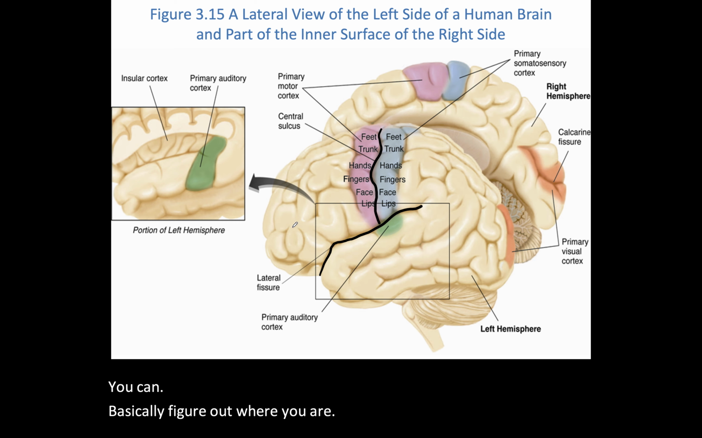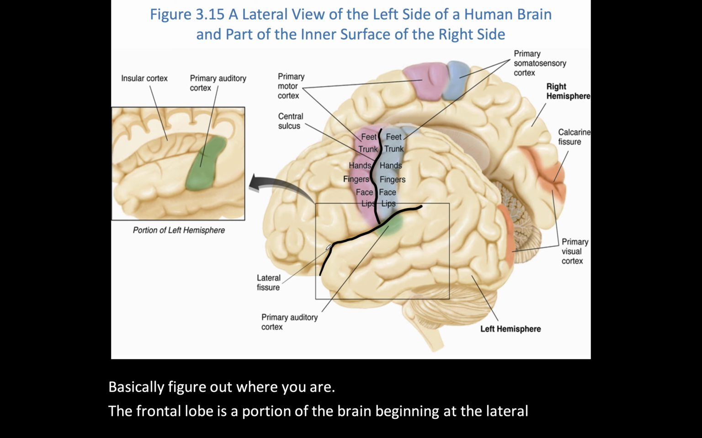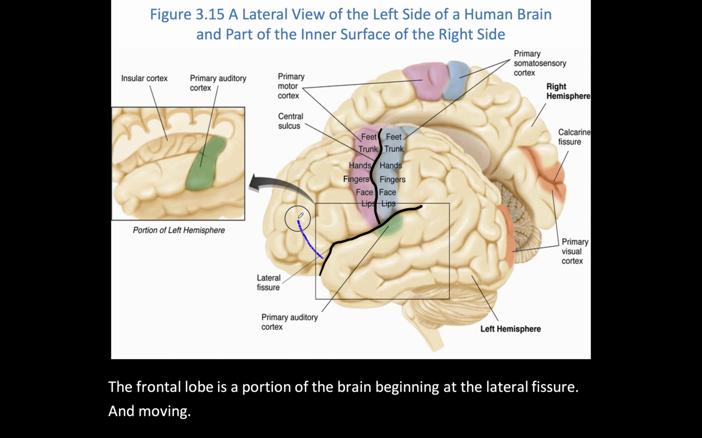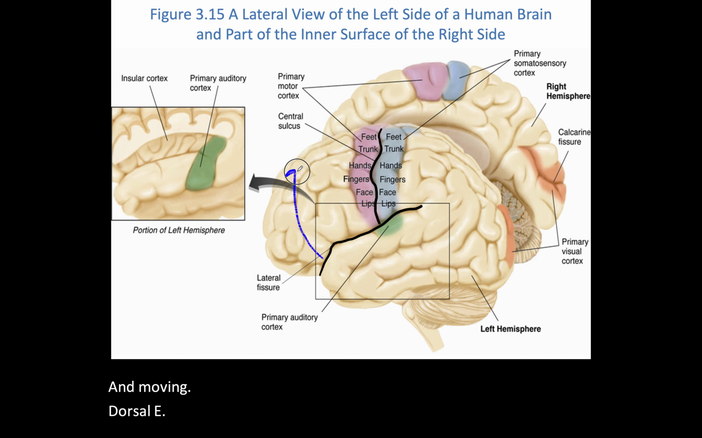The frontal lobe is a portion of the brain beginning at the lateral fissure and moving dorsally and caudally until the central sulcus. And this entire zone is frontal lobe.